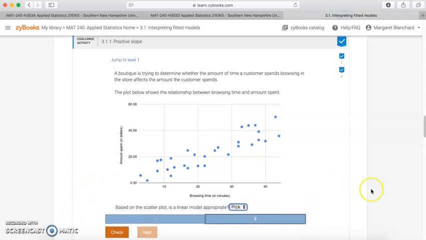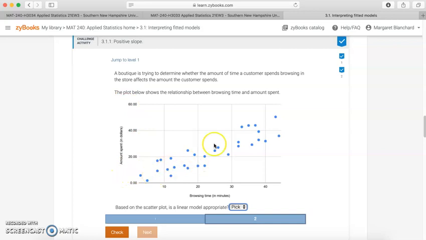Let's click next. A boutique is trying to determine whether the amount of time a customer spends browsing in the store affects the amount the customer spends. The plot below shows the relationship between browsing time and amount spent. In this case, browsing time is our X variable, our predictor, and we're trying to decide if that can determine the amount spent in dollars. That's our Y variable up here on the vertical axis.